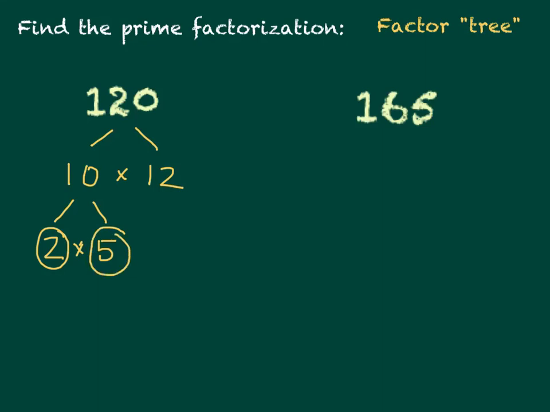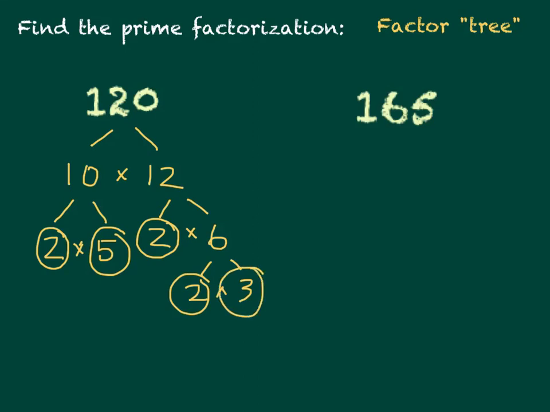12 is an even number. I know automatically that 2 is going to go into it. And 2 times 6 is what's going to give me 12. 2 is a prime number, so I can circle it. Number 6 is not prime, however. I know it's even, so that means that 2 is going to divide evenly into 6. So 2 times 3 is what's going to bring me up to 6. 2 is prime, so I can circle that. 3 is prime, so I can circle that.